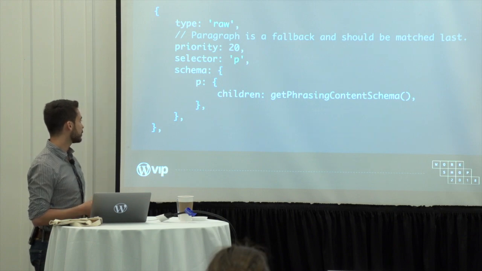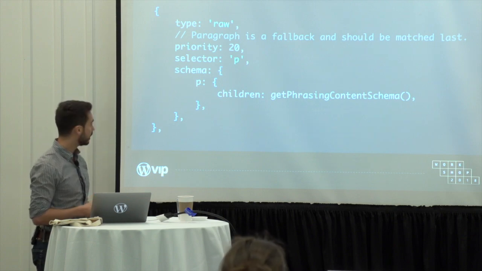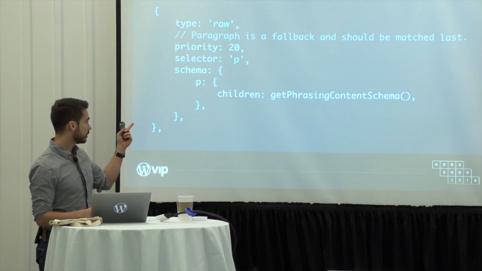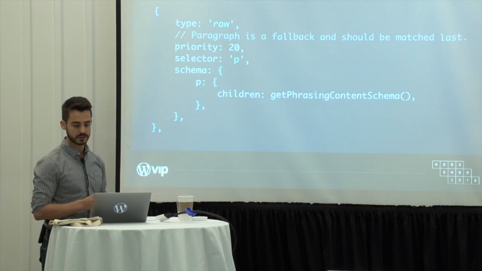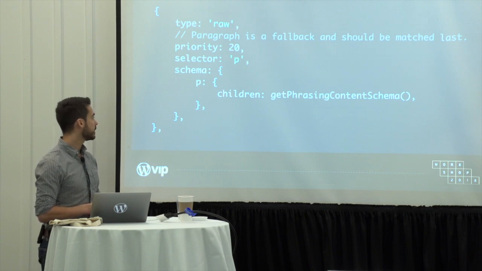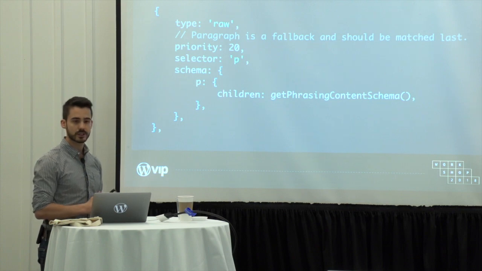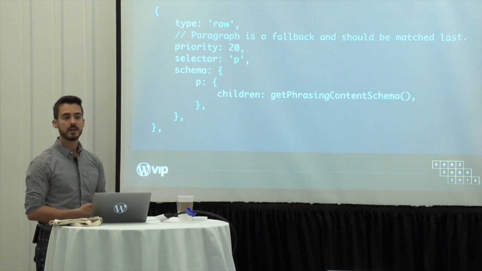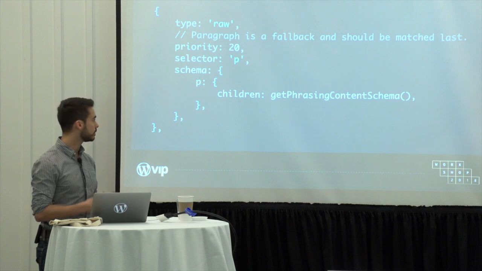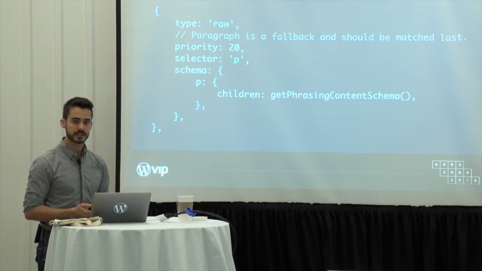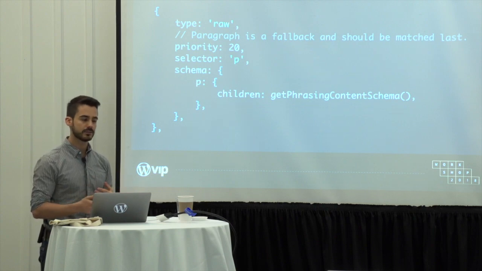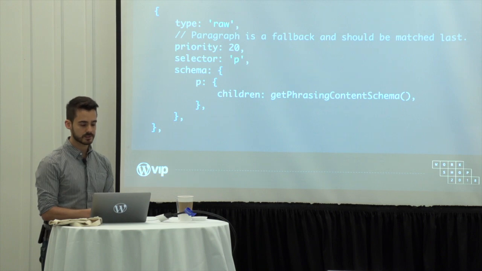The next example is the one from the very basic paragraph block. This is one of the simplest transforms we could have. We just say we have a selector to look for any P tag, and then we have a schema, again, just to have the sanitization with the phrasing content. But we have this extra parameter priority, and we're giving this transformation the lowest priority possible so that if there's any other block that is looking for specific shapes of Ps, it could deal with that first. In this sense, the paragraph block is kind of the fallback in the transformation process.